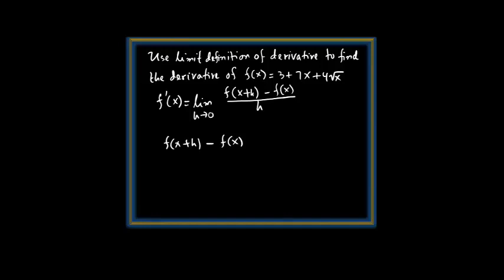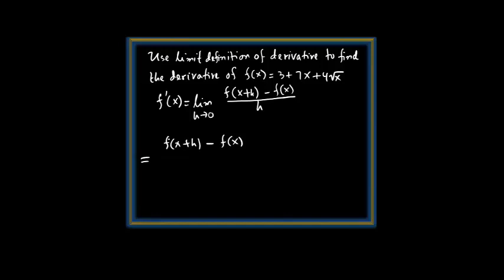So we have the limit definition: f prime of x, the derivative of the function f of x, will be this difference quotient when you take the limit as h approaches 0. To work on this problem, I'm interested in completing the numerator. We have some more work in the numerator. Our given function is 3 plus 7x plus 4 square root of x. So I want to find the difference on the top first. So let's see what happens: f of x plus h minus f of x.